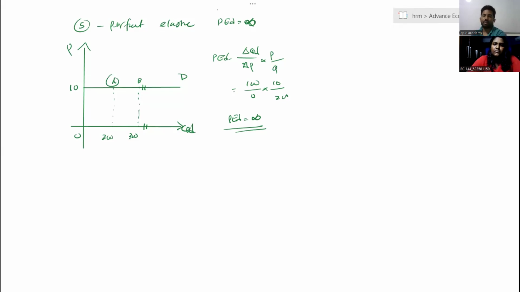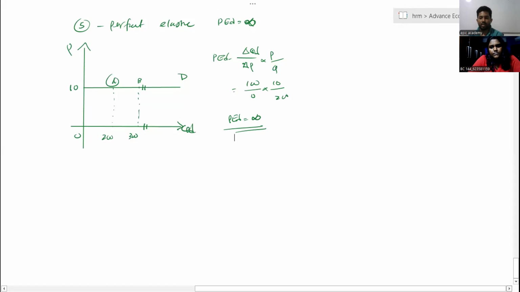There is no effect of the prices. For some commodities, there is no change in the prices, but quantity demanded can be changed without price changes. So that means perfect elastic. The coefficient of PED can always be taken as infinity.